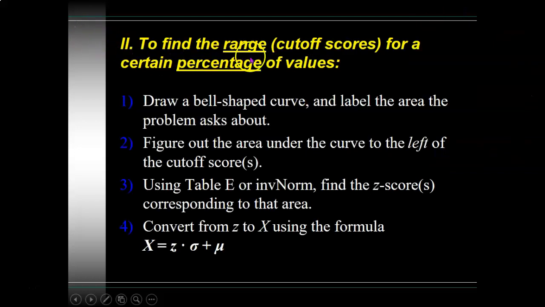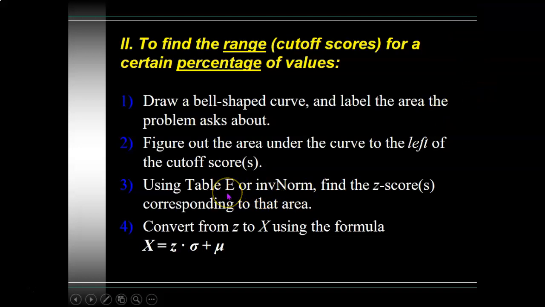Now, here are the steps that we'll go through. You don't absolutely have to do this, but it can help you understand and visualize what's going on if you start by drawing a bell-shaped curve and labeling the area that the problem asks about. Now we're going to need to figure out the area under the curve to the left of the cutoff score. Sometimes that's what you're asked about. Sometimes it isn't, and you have to figure that out from what you're asked about. We'll see examples of that.